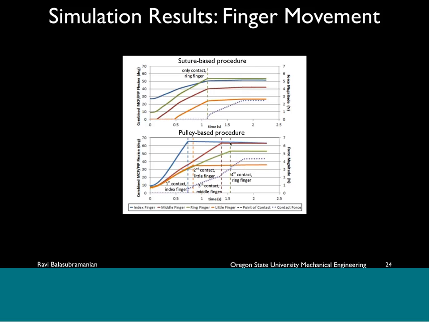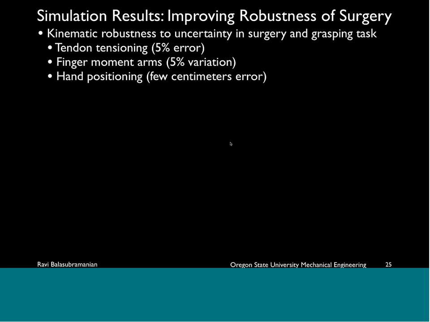So we try to push this result a little bit further by investigating if the pulley-based procedure, or the seesaw mechanism-based procedure, actually improves the robustness of surgery. So what do I mean by robustness of surgery? Here I'm referring to the kinematic robustness, or the reduced variation in the joint angles due to uncertainty in the surgery, as well as in the grasping task.